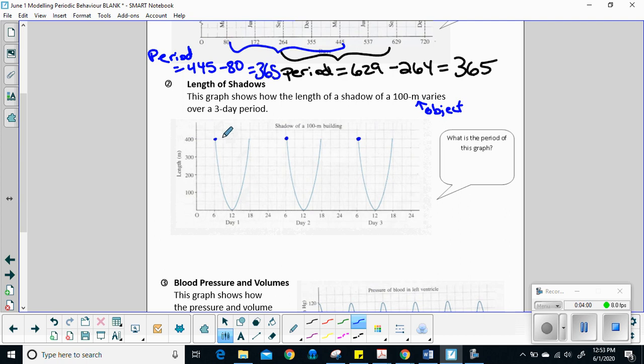So to figure out my period, I need to go from one point to the next corresponding point. This is a really funny scale. I don't know what textbook this came out of, but it's a really funny scale. And it looks like it's following a 24-hour period, right? Because it's the day. So go from 6 a.m. to 6 a.m. to 6 a.m. So that's what that one looks like it's doing.